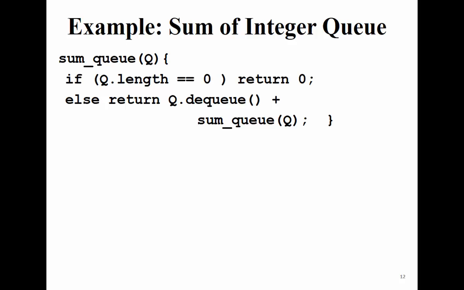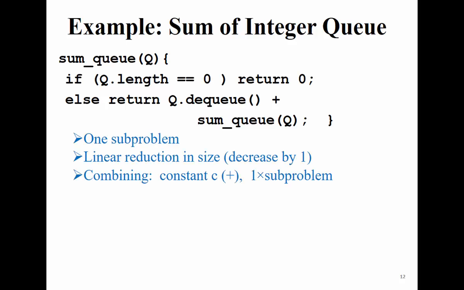But now, if you notice here, the queue.dq will reduce the length of the queue. If you start with the length n, queue.dq will make it n minus 1. And when you call it here with the queue, that means this size will be reduced by 1 until you reach queue.length equal to 0.